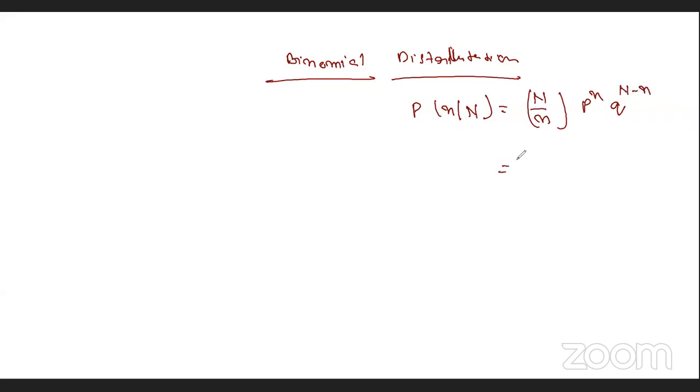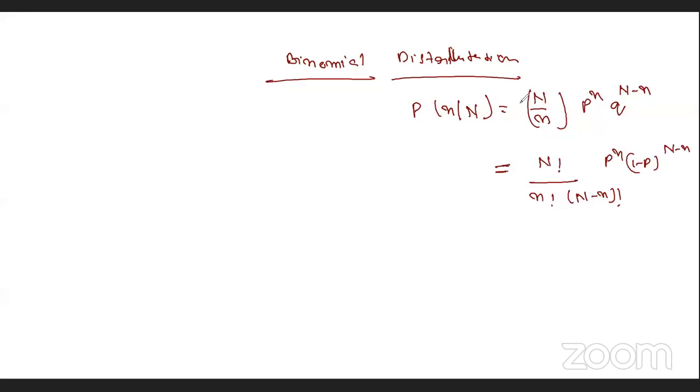Or in the simplest possible way, I can write this formula as N factorial divided by n factorial times (N minus n) factorial, and then p to the power n, times (1 minus p) to the power N minus n. I have written a capital N and a small n, so what is the meaning of that? Let's try to understand it.